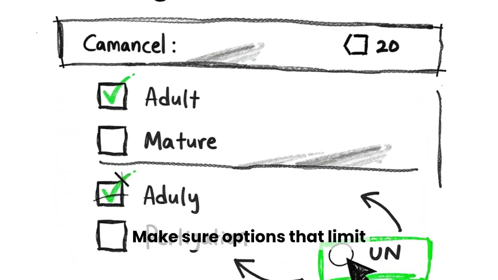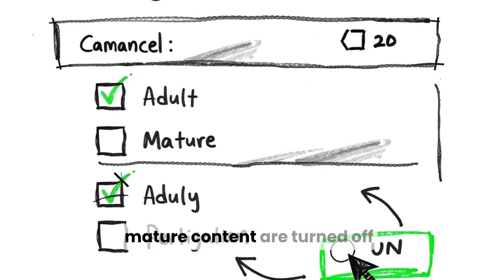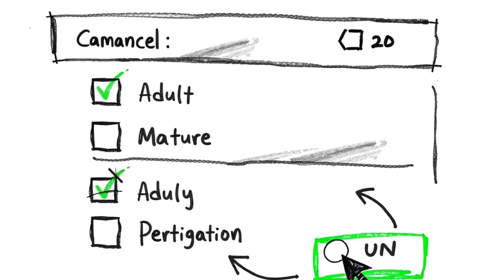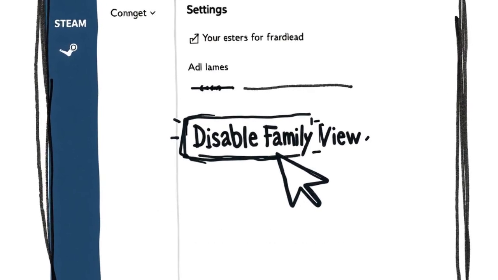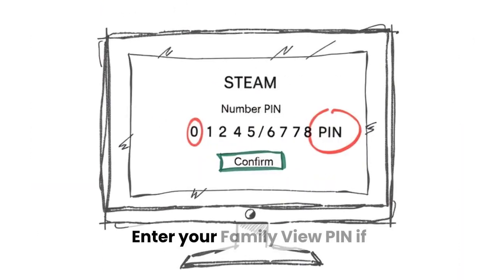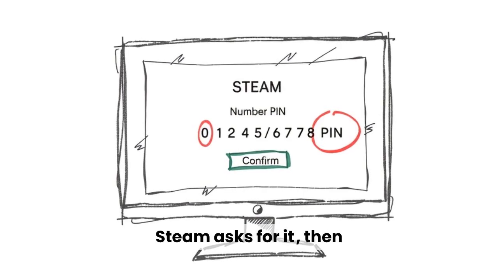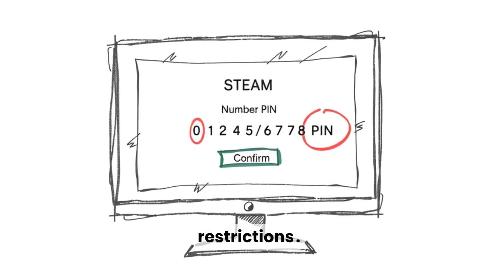Make sure options that limit access to games with adult or mature content are turned off or unchecked. If Family View is fully enabled, choose to turn it off by clicking the option to disable Family View. Enter your Family View PIN if Steam asks for it, then confirm you want to remove the restrictions.